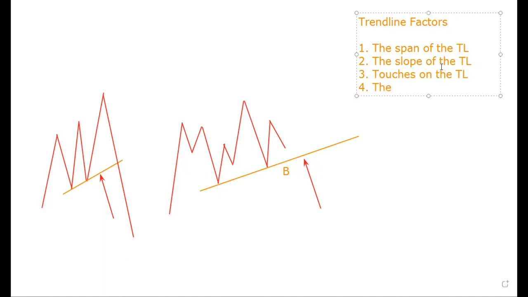And then lastly, you want to check for accumulations around the trend line, or price action at the trend line. So these are four factors that determine the strength of your trend line. So let's quickly go into the chart and see that.